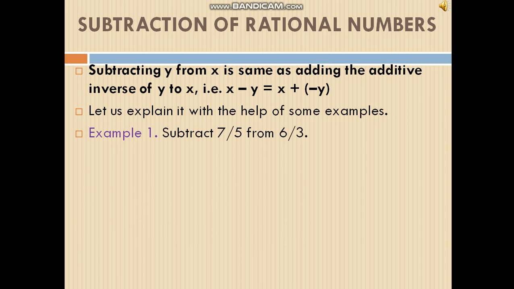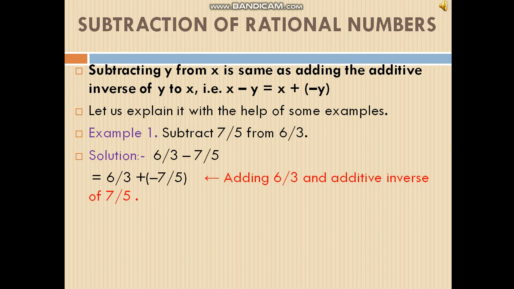Look at example 1. Subtract 7 by 5 from 6 by 3. Look at the solution. Subtract 7 by 5 from 6 by 3 means 6 by 3 minus 7 by 5. Here, we have to convert this into the additive inverse. So, 6 by 3 plus (minus 7 by 5). It looks like the form x plus (minus y), where x means 6 by 3 and y means 7 by 5, and in the center we have the plus sign. So this is adding 6 by 3 and the additive inverse of 7 by 5. Minus 7 by 5 is the additive inverse of 7 by 5.